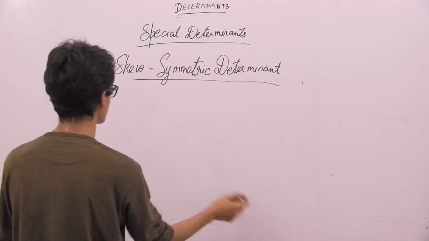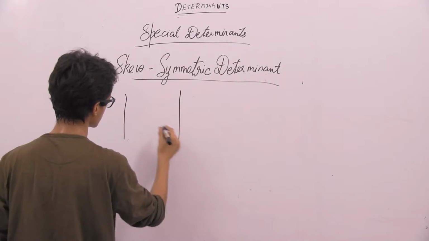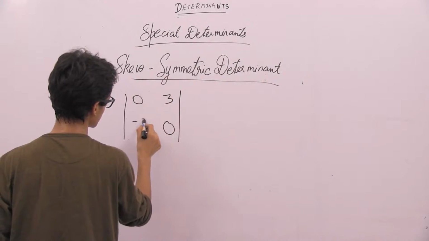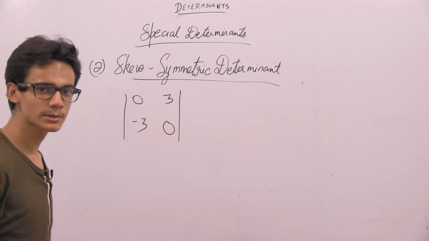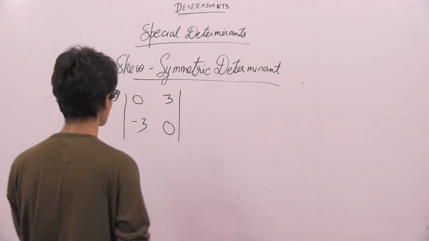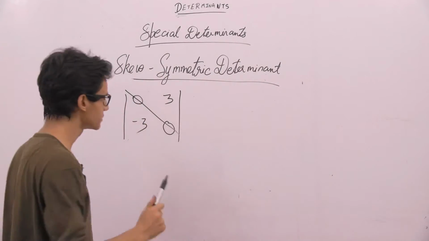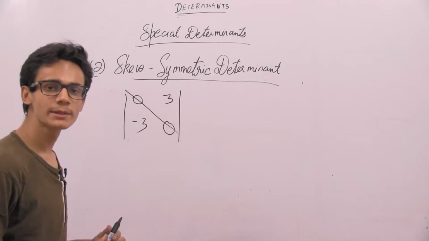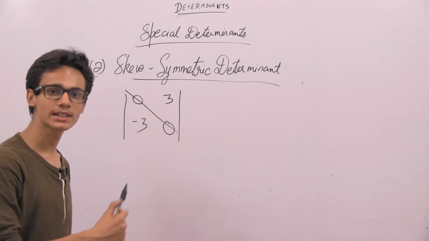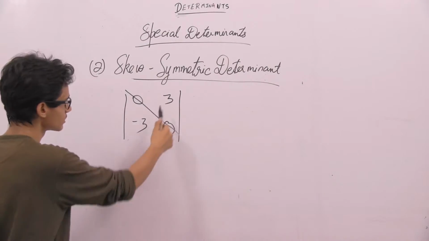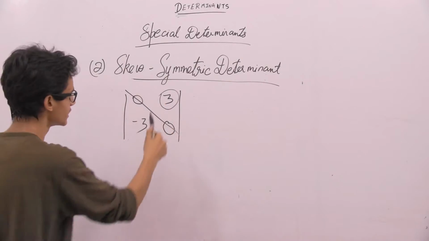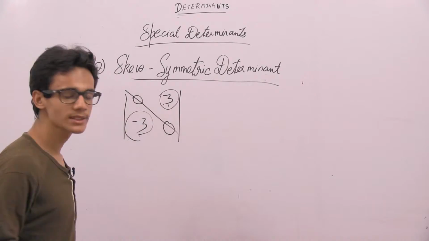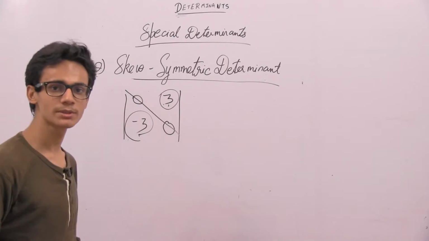Let's say we have a determinant that is 0 3, minus 3 0. Is this a skew symmetric determinant? Let's see. First property, all the elements on the diagonal line must be 0. It satisfies this property. The second thing, all the elements symmetrically placed about the diagonal line must be the negative of each other. So here the element is 3. The symmetrically placed element is this, which is the negative of this. So this condition is also satisfied. So this is a skew symmetric determinant.